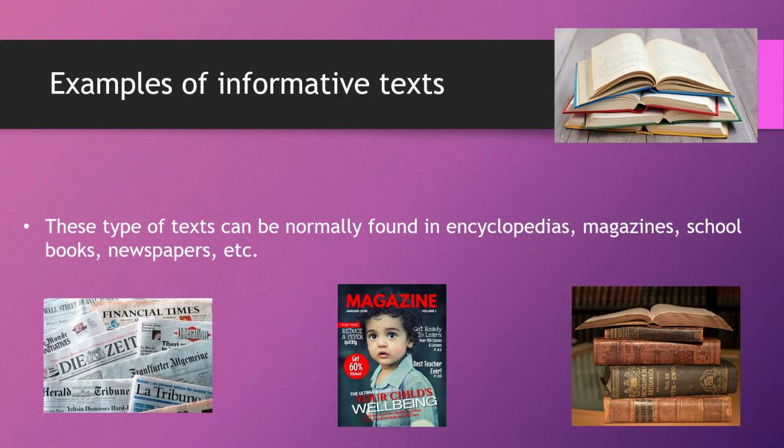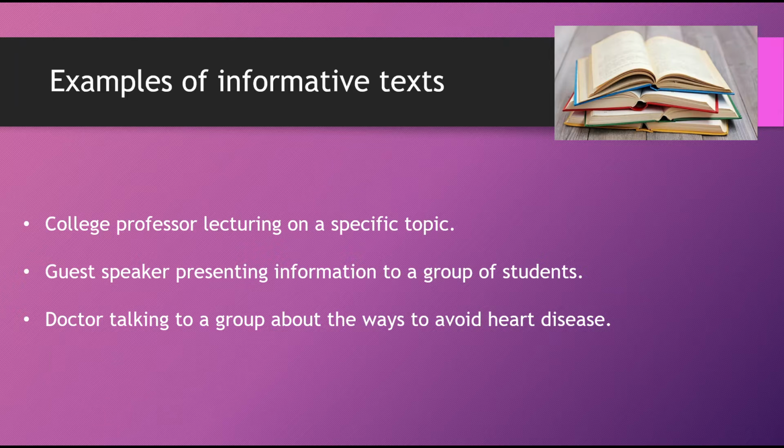Well, now we have some examples where informative text is used. This type of text can normally be found in encyclopedias, magazines, school books, newspapers, and etc. And some examples of this are the college professor lecturing on a specific topic, the guest speaker presenting information to a group of students, or the doctor talking to a group about the ways to avoid heart disease.